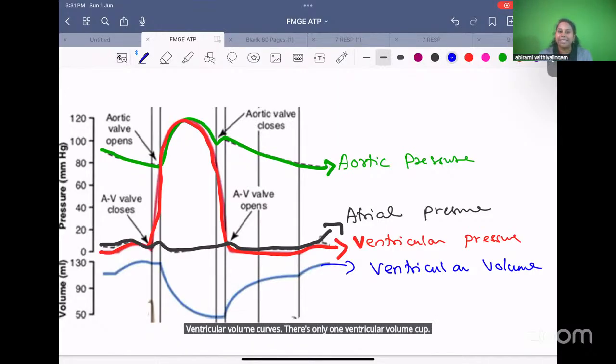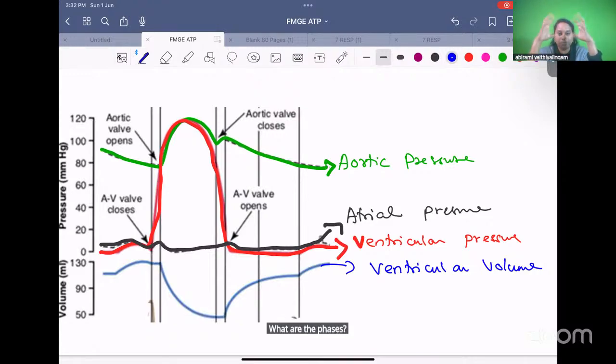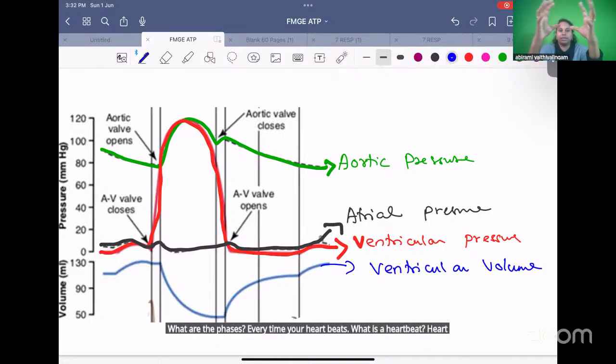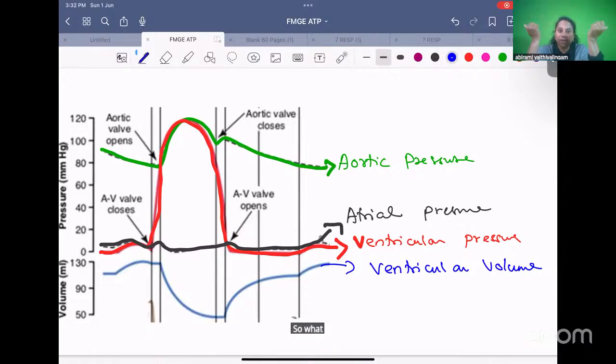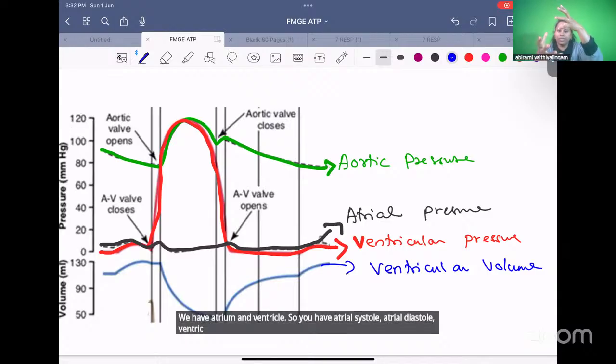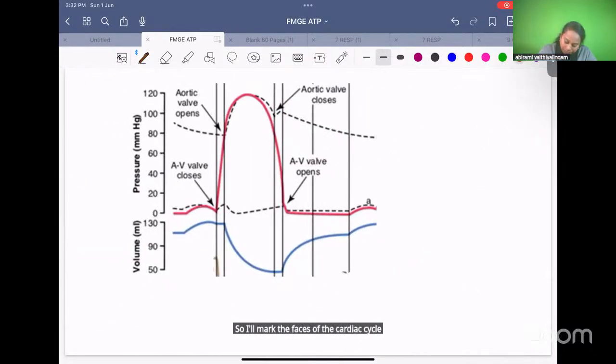Now, phases of cardiac cycle. What are the phases of the cardiac cycle? We have identified the curves. Every time your heart beats, the heart is contracting and relaxing. It means systole, diastole. We have atrium and ventricle, so you have atrial systole, atrial diastole, ventricular systole, ventricular diastole. So I'll mark the phases of the cardiac cycle.